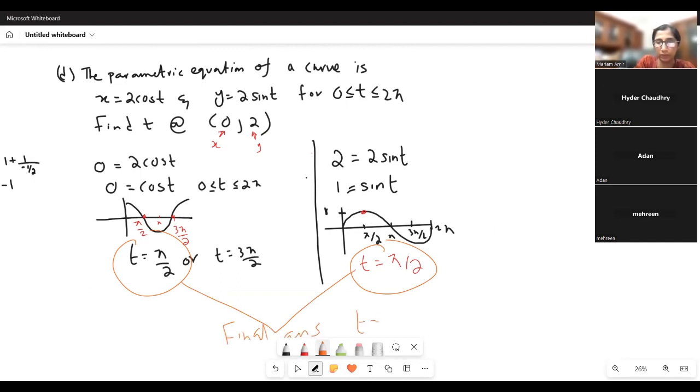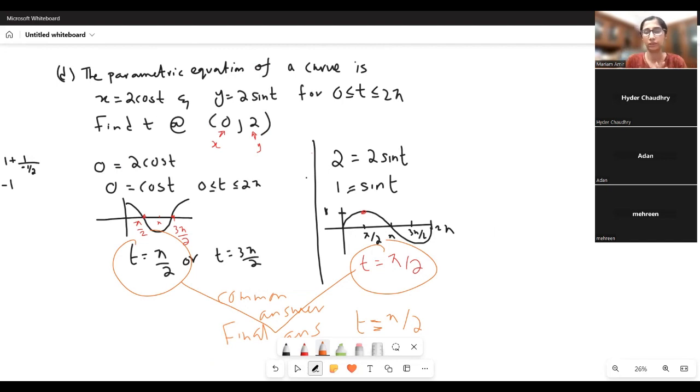T equals pi by 2. Common answer. All right, that's all we're going to discuss about parametric equations. Now we're going to start discussing implicit equations.